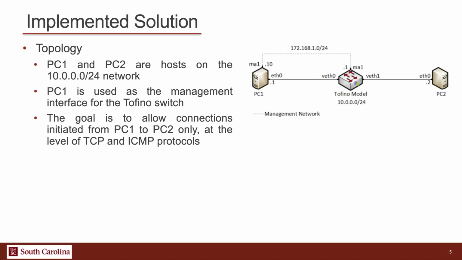All right, so for our implemented solution, I'm going to quickly cover the topology of our environment. We have two PCs on the network, and they are both in the 10.0.0 network with a /24 subnet. PC1 is used as the management interface for the Tofino switch, and that is where we SSH into the root of the switch. The goal of this environment was to allow connections to be only initiated from PC1 to PC2 at the level of TCP and ICMP protocols.